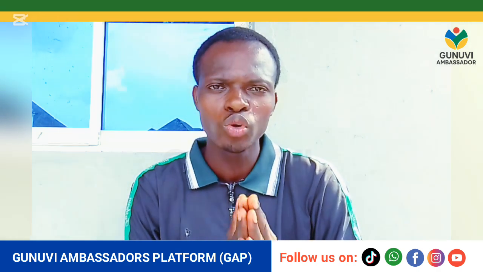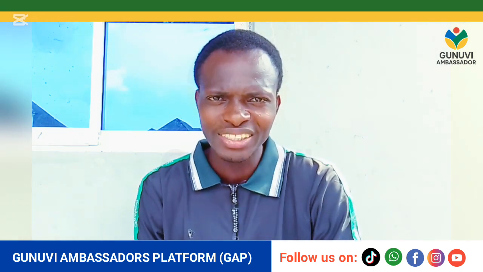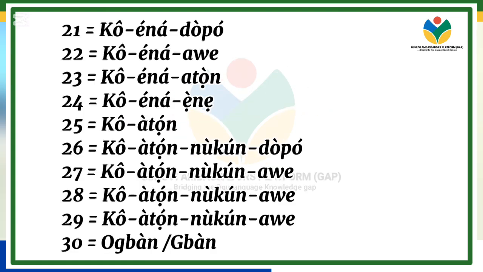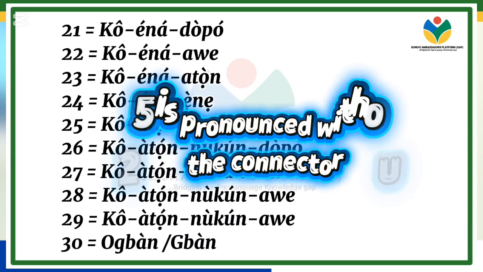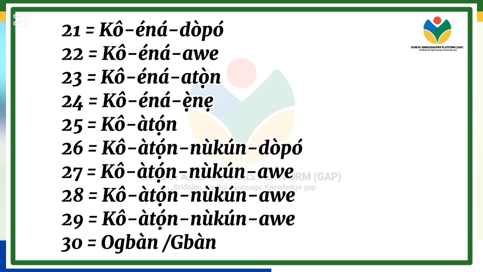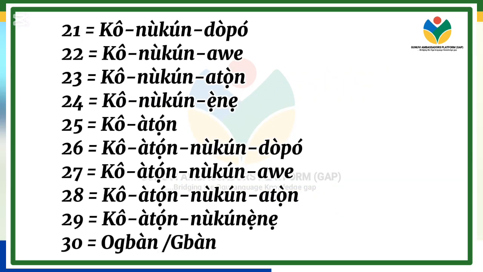Now how do you continue counting from that point on? From 20 on, you can say it is the same pattern. Kô-nùkún-dòpó, Kô-nùkún-awe, Kô-nùkún-atọ, Kô-nùkún-ẹ, that's 24. And then 25 is not like Kô-nùkún-atọ. It is something similar, but the way they pronounce it is different. You pronounce it Kô-àtọ. You understand? You don't use any other word in between. Just pronounce it like this, Kô-àtọ.